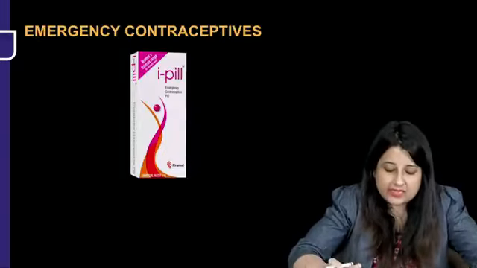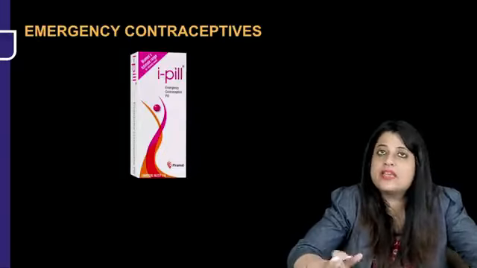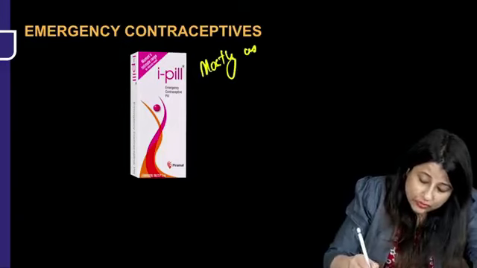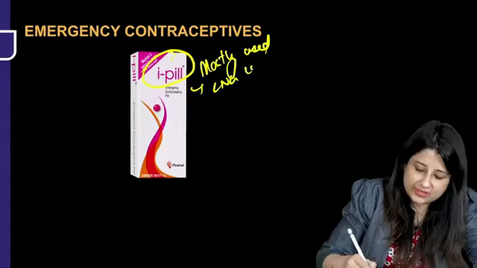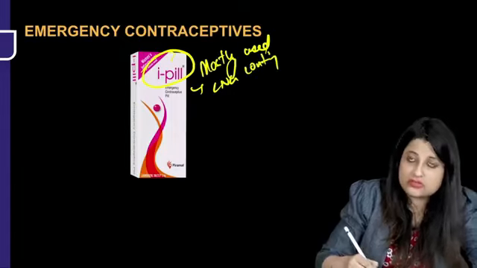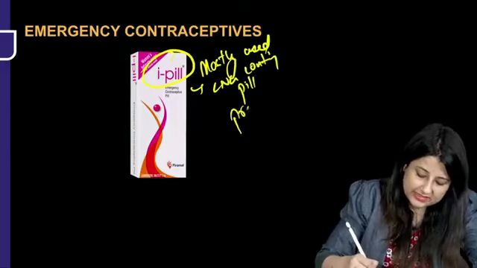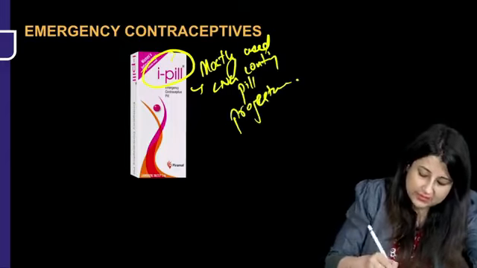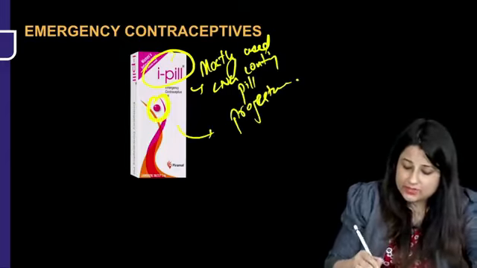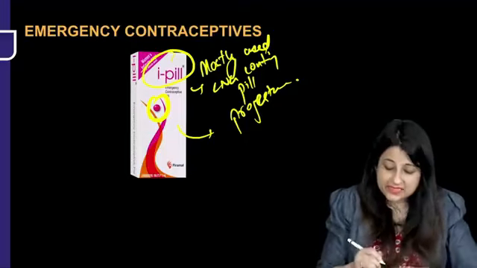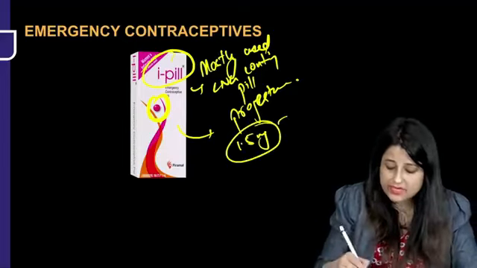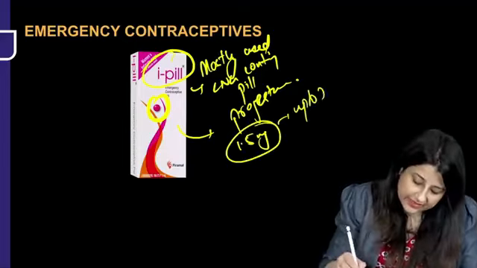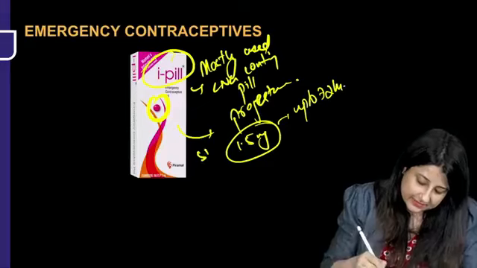Alright. Coming to one more topic, emergency contraception. Mostly used is this I-pill, which is a levonorgestrel containing pill. It contains only progesterone. You will see a pink colored tablet. It is a 1.5 milligram tablet, which has to be taken up to 72 hours, a single tablet.